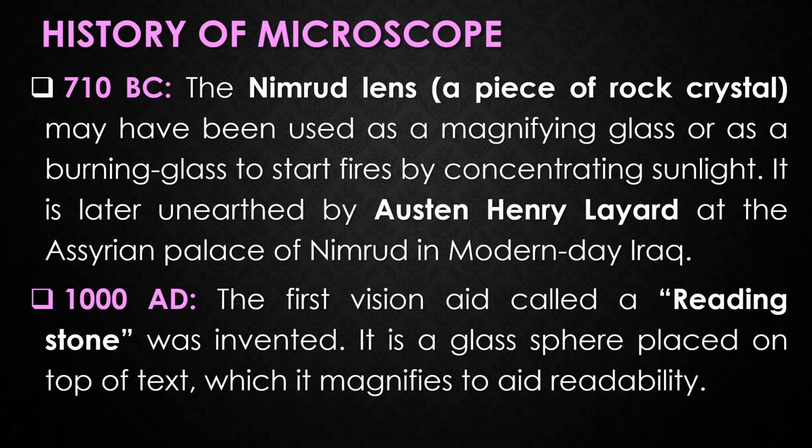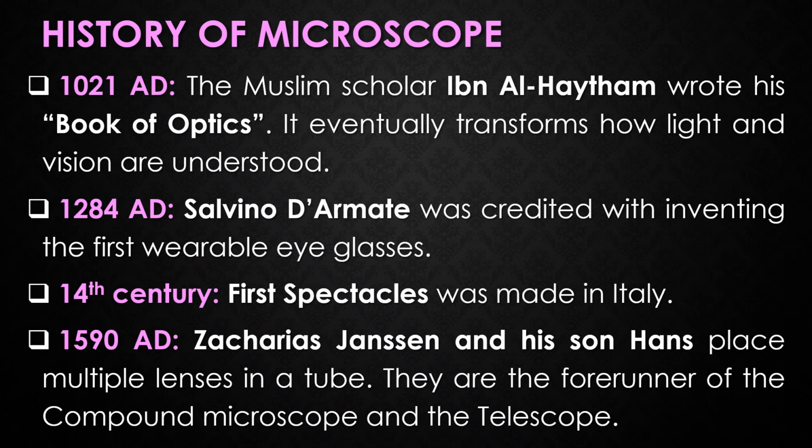Next, in 1000 AD, the first vision aid, called the reading stone, was invented. The reading stone is a glass sphere which was placed on top of the text, which it magnifies to aid readability. Next, in 1021 AD, the Muslim scholar Ibn al-Haytham wrote and published his Book of Optics. The Book of Optics eventually transformed how light and vision are understood.